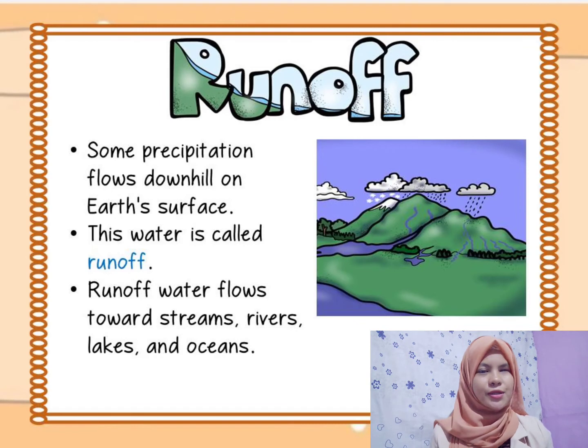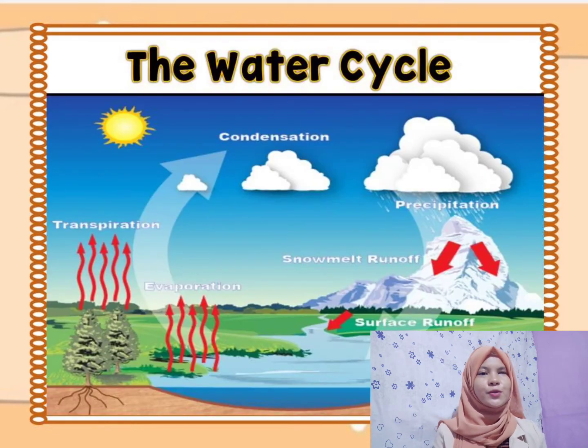The last stage of the water cycle is what we call runoff. Some precipitation flows downhill on the earth's surface. This water is called runoff. Runoff water flows towards streams, rivers, lakes, and oceans. So, this is what the water cycle is all about.